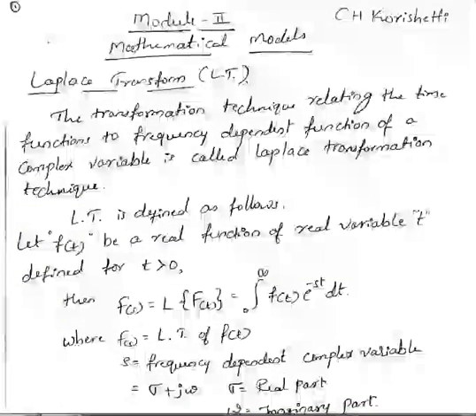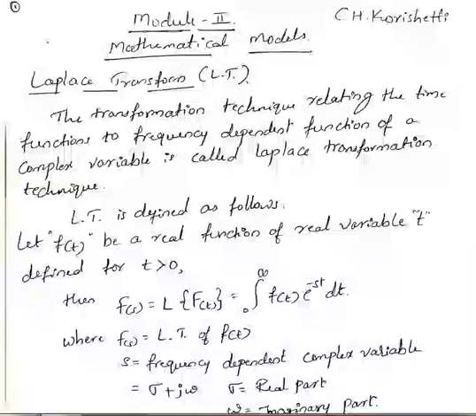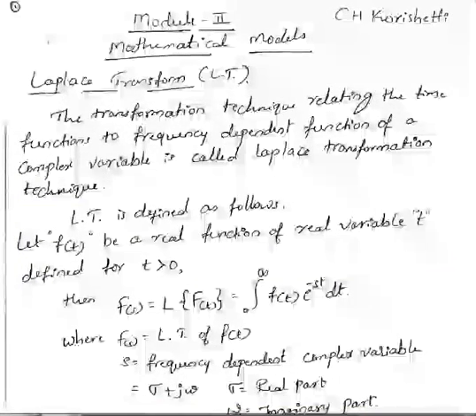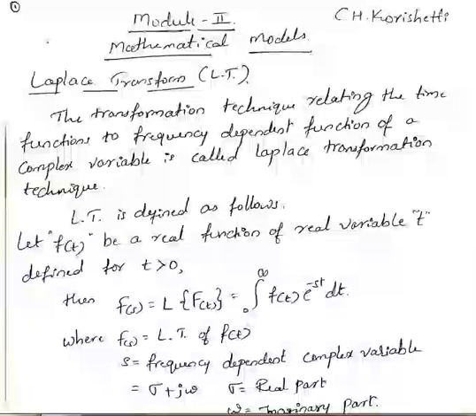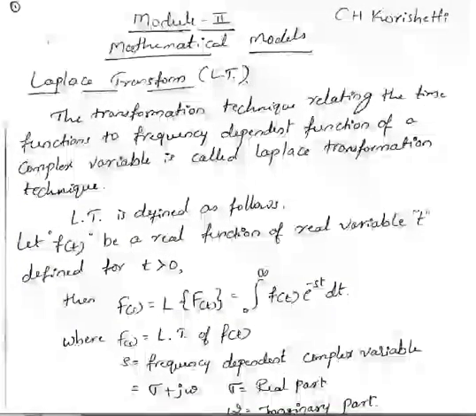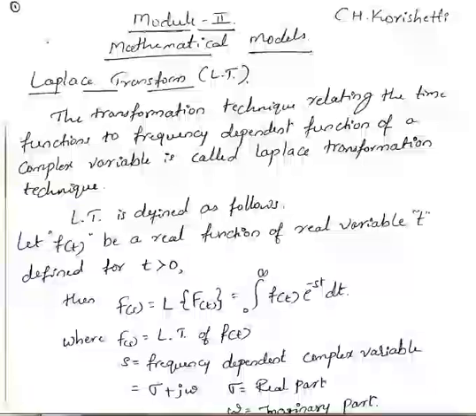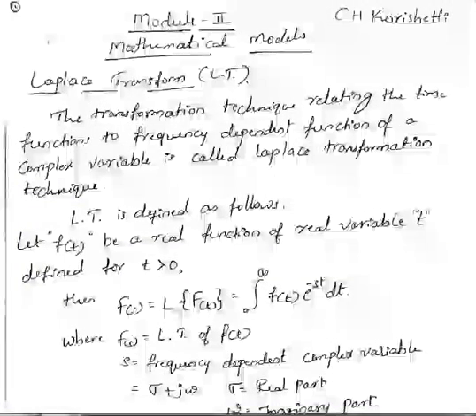So today we'll start with the second module, that is mathematical modeling of physical systems. In the previous module we studied the types of control systems, the difference between open loop and closed loop control systems, the requirements of the ideal control system, and the different types of controllers and their properties and characteristics. In this module, we'll study how to do the mathematical modeling of a physical system.